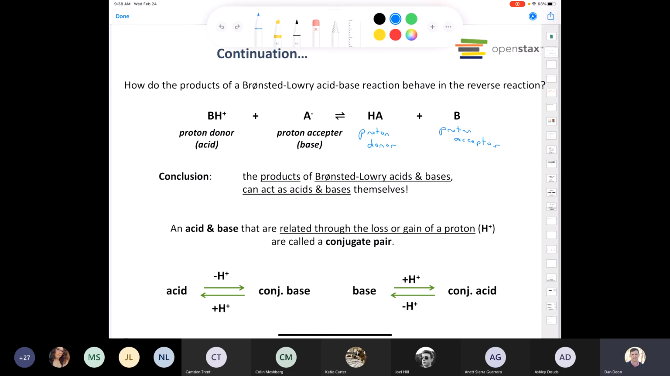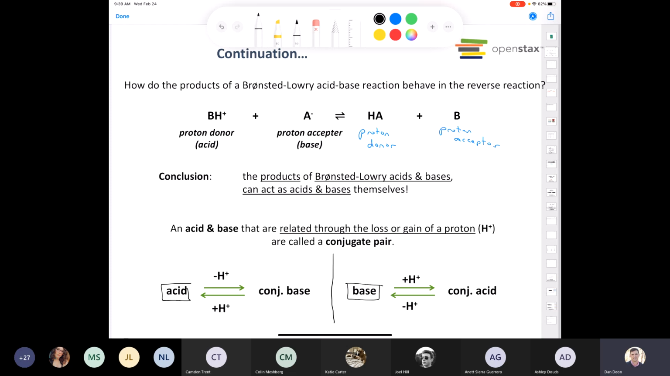Now, the acid and base that are related through the loss of a proton or the gain of a proton, we call those a conjugate pair. So if you have an acid and it loses a proton, what you're left over with is called a conjugate base. If you have a base and it gains a proton, what you're left over with is called the conjugate acid.